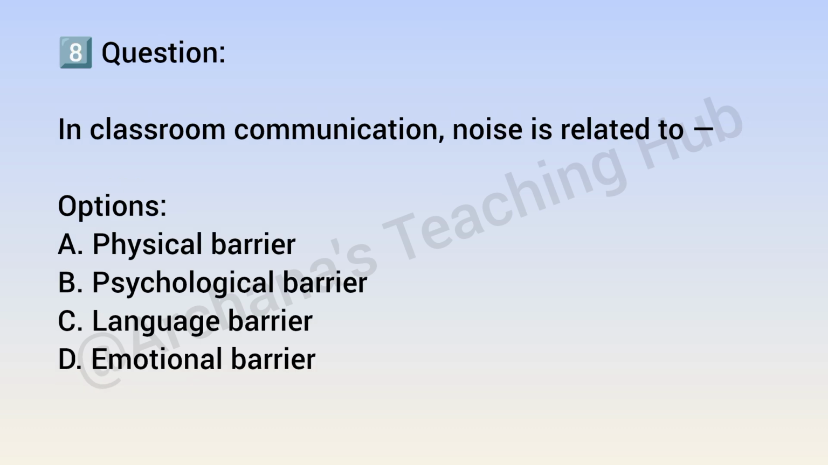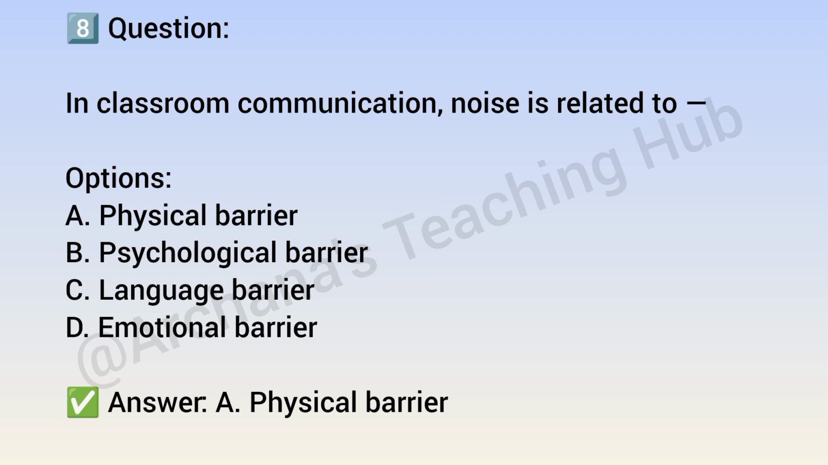Question number 8. In classroom communication, noise is related to, options: A, physical barrier; B, psychological barrier; C, language barrier; D, emotional barrier. Answer is A, physical barrier. If noise or distance stops students from hearing clearly, that's a physical barrier in communication.